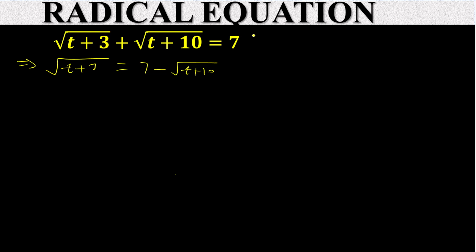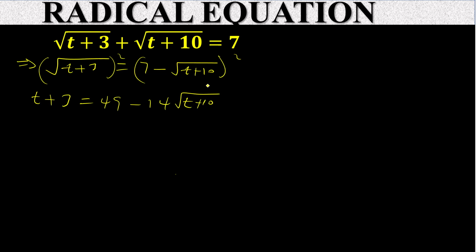Of course, you can square both sides, straightforward. All right, so let's square both sides. So we have t plus 3. This one will be, I'll square this, 49. Then this one will be minus 14 square root of t plus 10. And I'll square the last term, plus t plus 10.